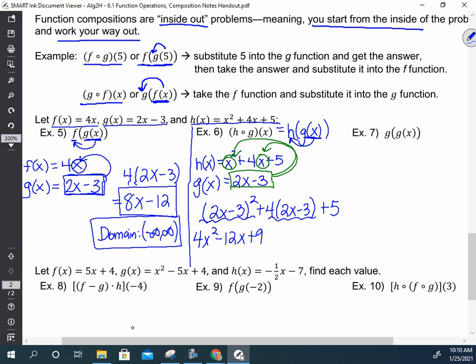4 times 2x minus 3, 8x minus 12, that's 5. And you simplify. Still nothing wrong with that function, so your domain is still negative infinity to positive infinity.